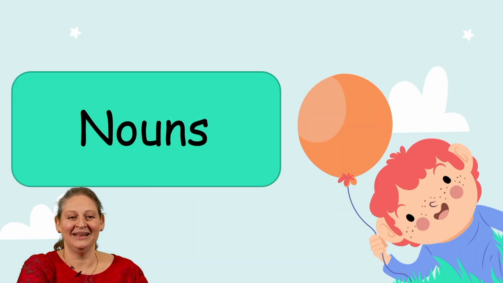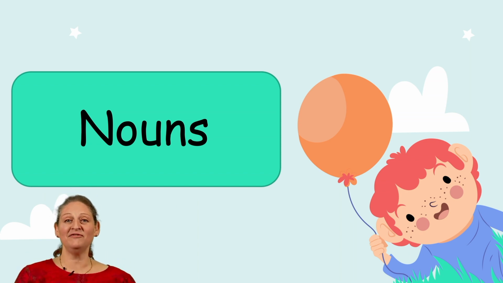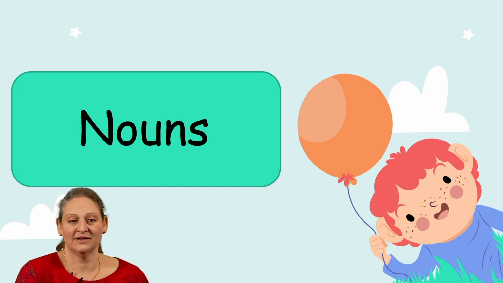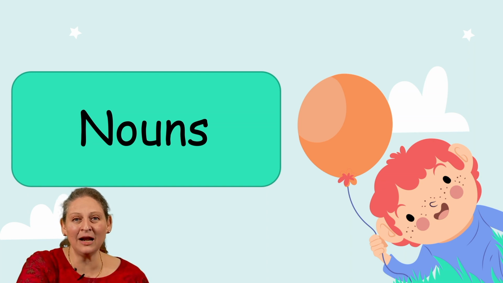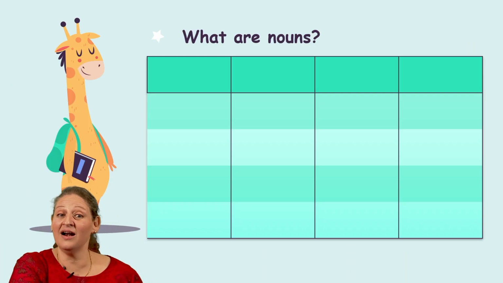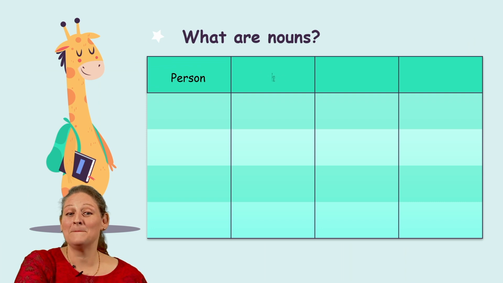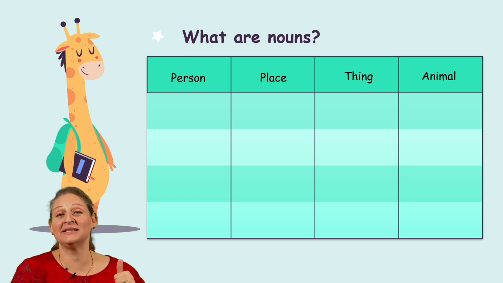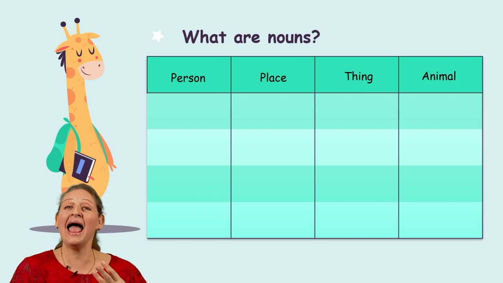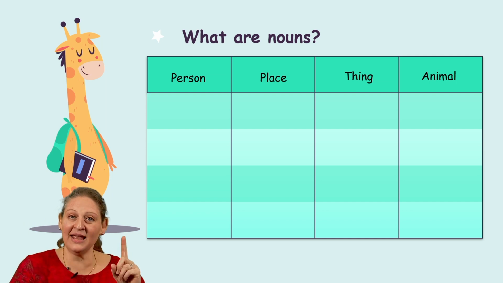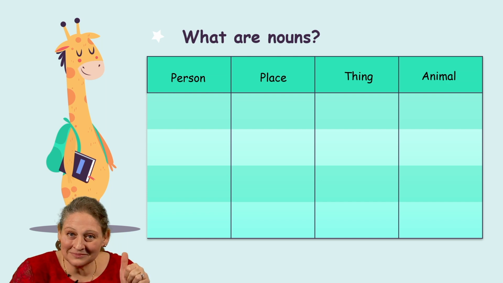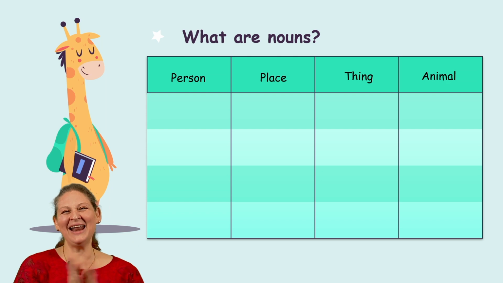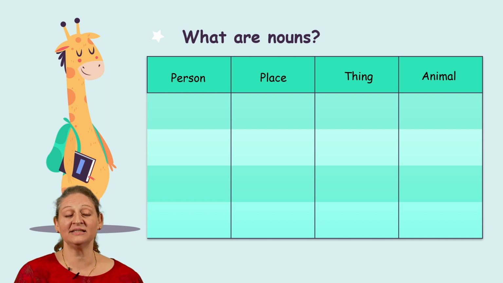Okay, good. Next, let's start our grammar portion. Here we have nouns. What are nouns? Can you remember? Tell me out. Nouns are a person, place, thing, or animal. A noun is a person, place, thing, or animal. What is a noun? A person, place, thing, or animal. Now you tell me, what is a noun? Very good. A noun is a person, place, thing, or animal.